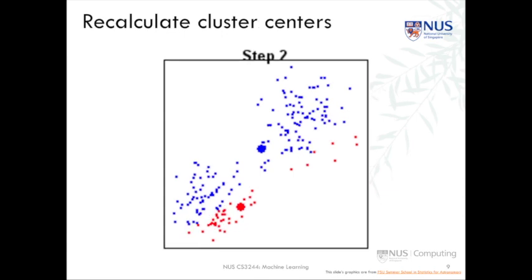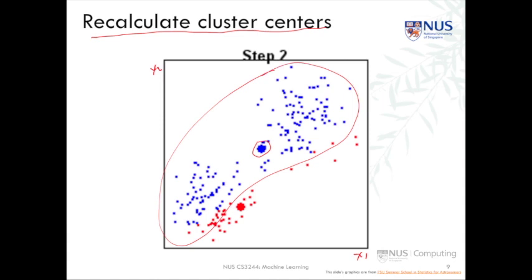Next, based on the points that were assigned to each cluster, we're going to recalculate the cluster centers. This is done by taking the average of all of the red and blue points and then finding the new location of the center of all of those points. So for example, this blue point here is calculated as the mean x1 and x2 coordinates for all of the various blue points that we have in the data set.